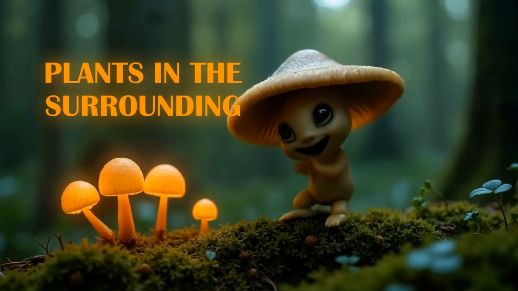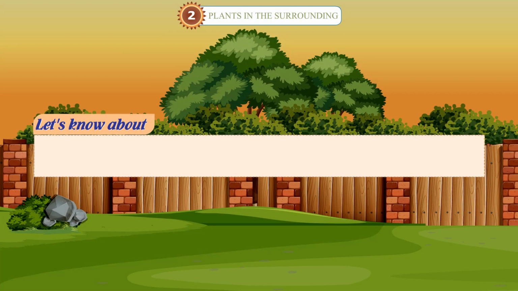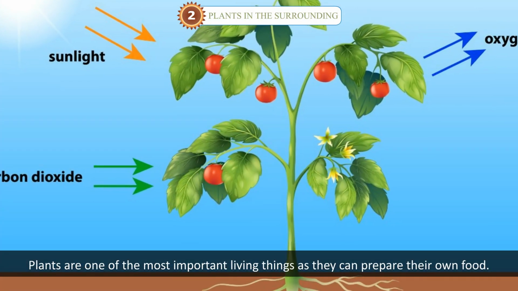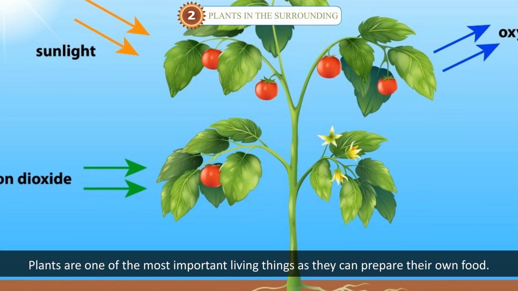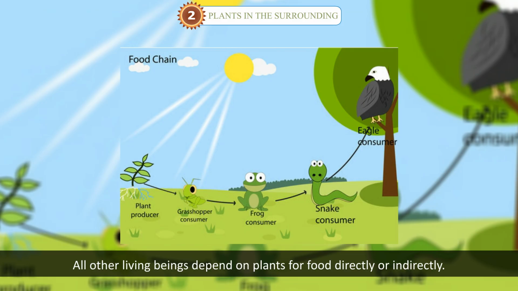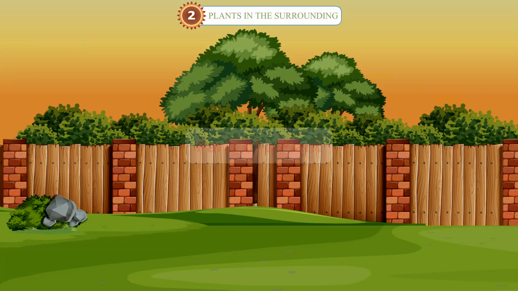Plants in the surrounding. Let's know about parts of a plant, structure of a seed, germination, and care of plants. Plants are one of the most important living things, as they can prepare their own food. All other living beings depend on plants for food directly or indirectly.